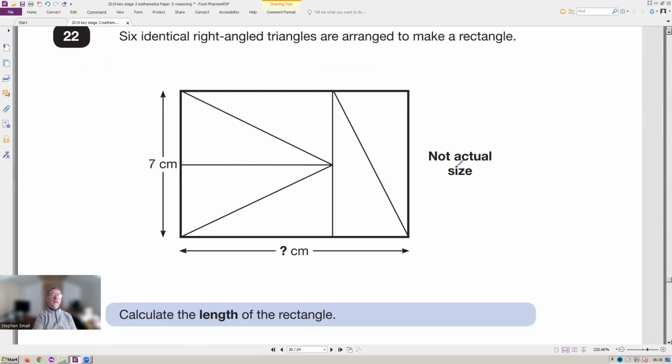Question 22. 6 identical right-angled triangles are arranged to make a rectangle. Calculate the length of the rectangle. So that's what we want, that length there. Okay, if this is 7 and 7 there, means each of these are 3.5. Oh yes, if that's 7, this is 7 down here as well. So the length of the triangle is 7. So this length here is 7 and 3.5. Add them together, we're going to get 10.5.